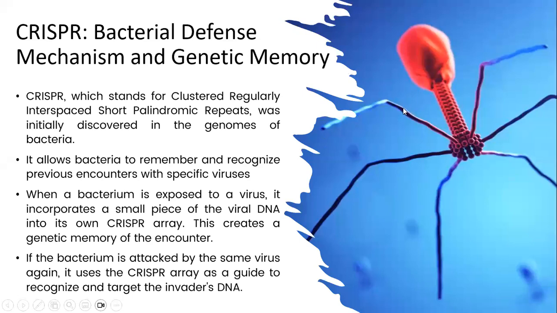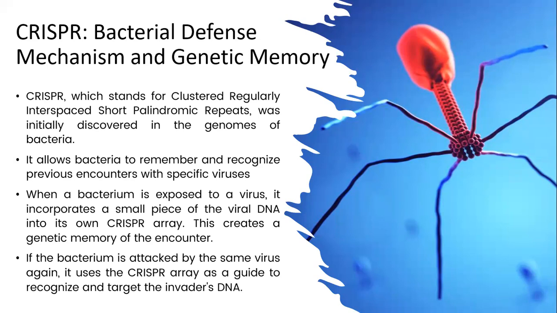So a lot of sci-fi movies were made revolving around this virus. But CRISPR, which stands for, again, clustered regularly interspaced short palindromic repeats, was initially discovered in the genomes of bacteria. It allows bacteria to remember and recognize previous encounters with specific viruses. So when a bacterium is exposed to a virus, it incorporates a small piece of the viral DNA into its own CRISPR array. This creates a genetic memory of the encounter.